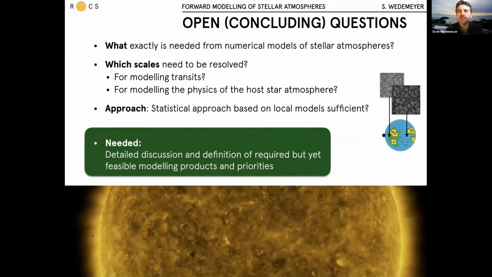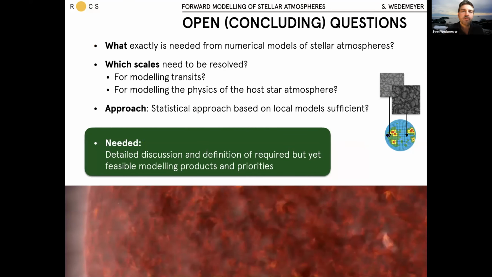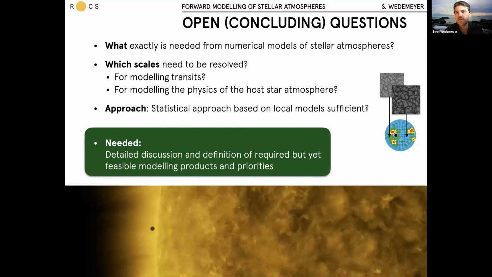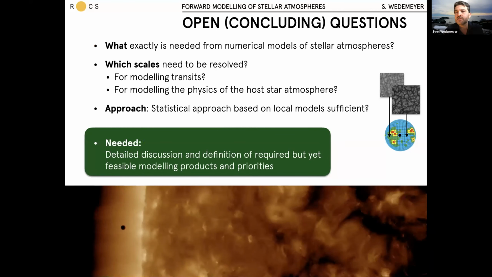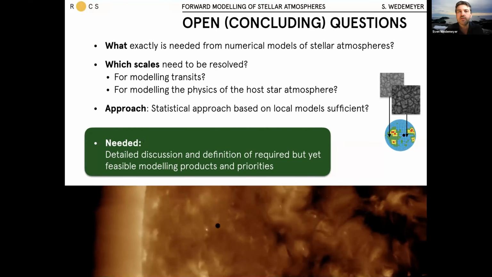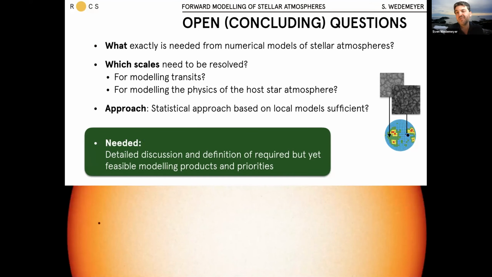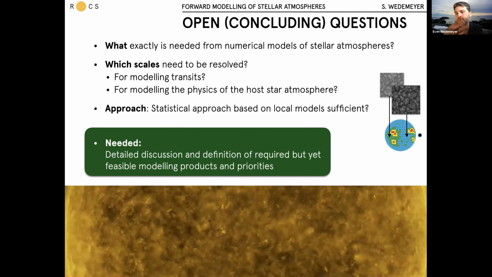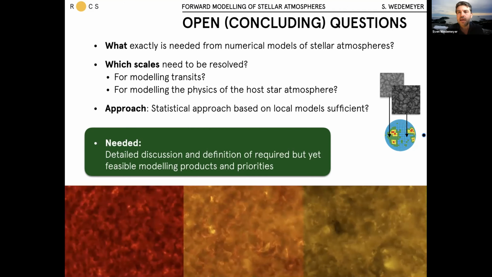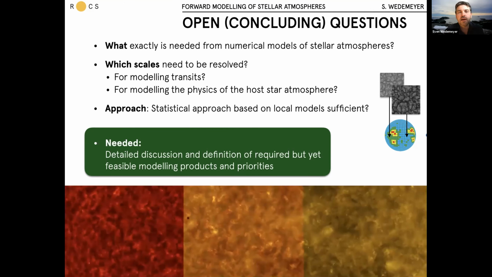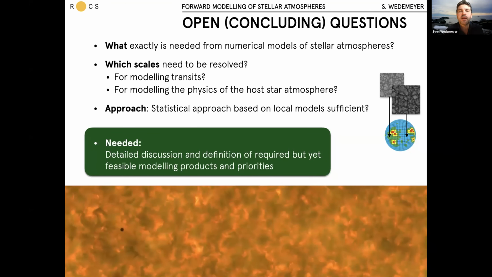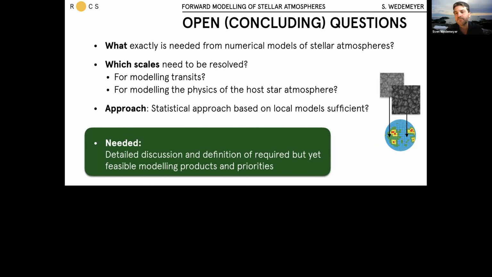That brings me to my last slide here. So I just want to conclude with the questions here. What exactly do we need for numerical simulation of stellar atmospheres? Which scales do we need to resolve for actually modeling transits and for modeling the host atmosphere correctly? And can we get away with a statistical approach, or do we need to have realistic models that capture everything? So I would like to spark off a discussion here that defines the requirements that we have from such simulations. Thank you.